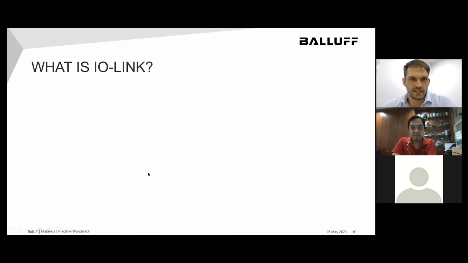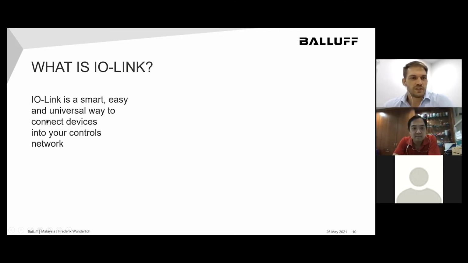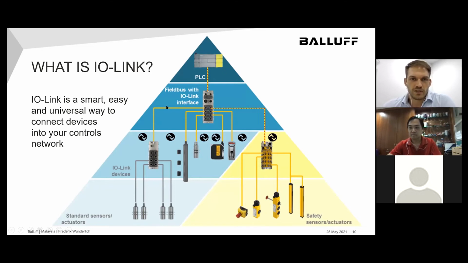So what exactly is IO-Link? One of the easy definitions is that IO-Link is a smart, easy, and universal way to connect devices into your control network. To make it a bit more understandable, I copied the industrial automation pyramid. You can see on the top the PLC level, and on the bottom the sensor actuator level. And basically IO-Link is everything in between.